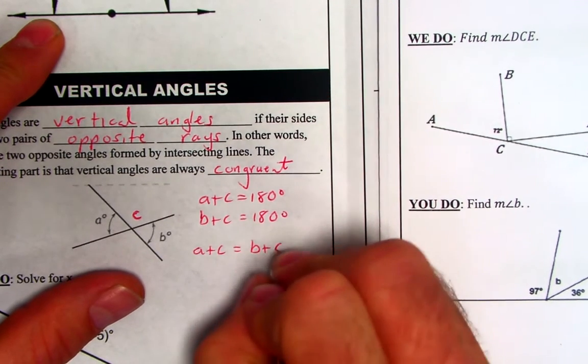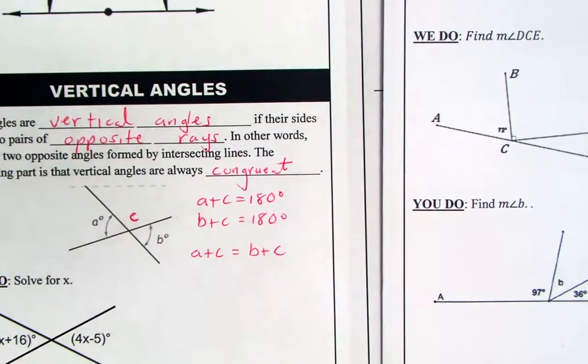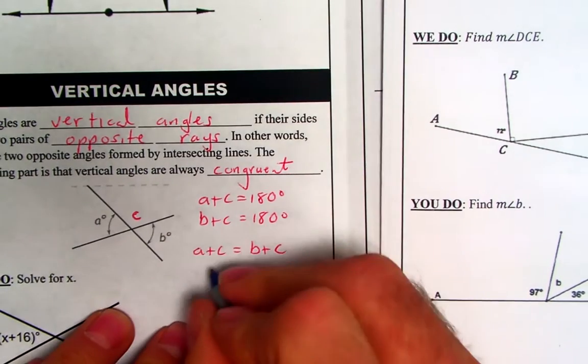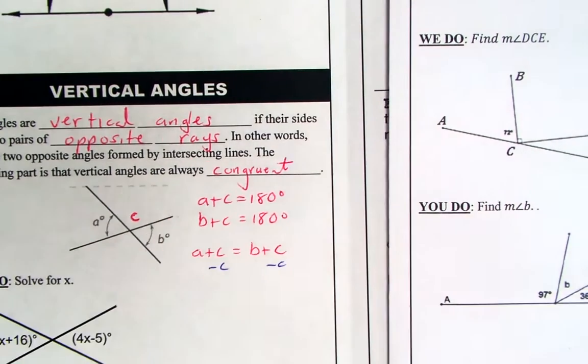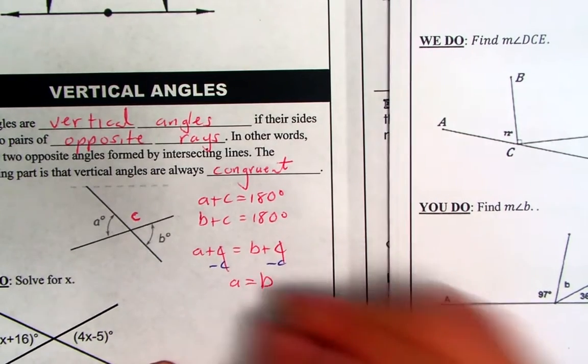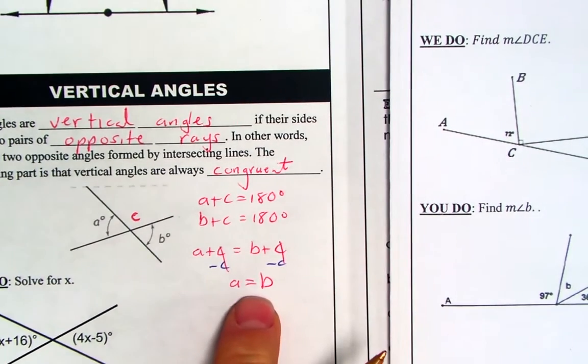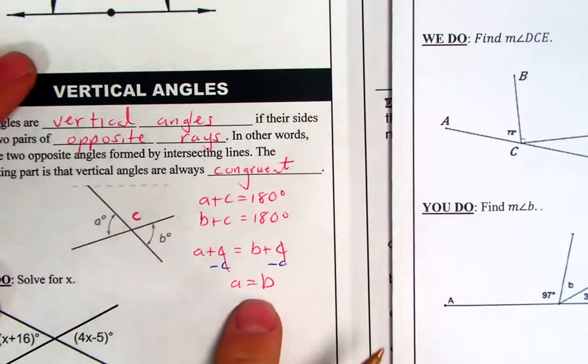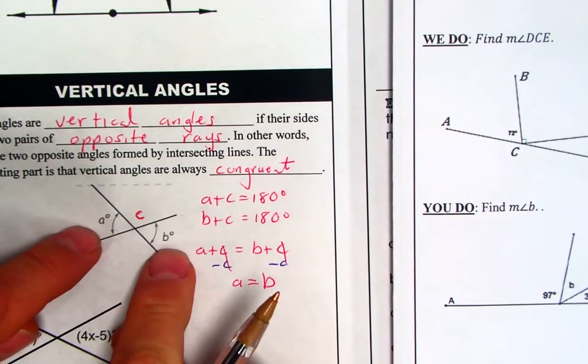Now we can do a little bit of algebra and subtract C from both sides. When we do that, we're left with the true statement that A is equal to B. So that's a real quick proof of how we know those two measures are the same.